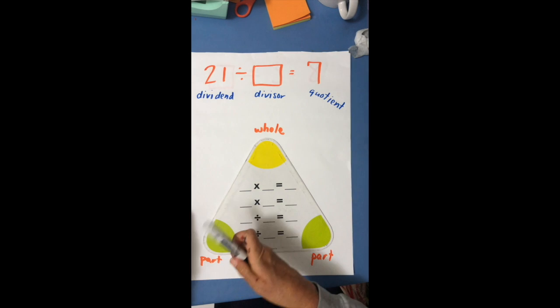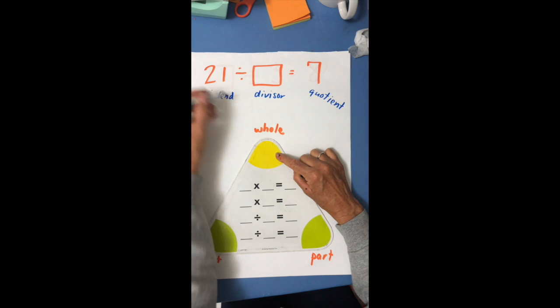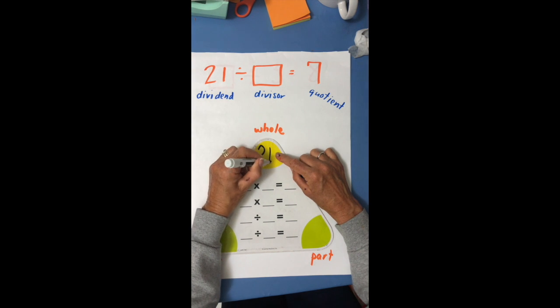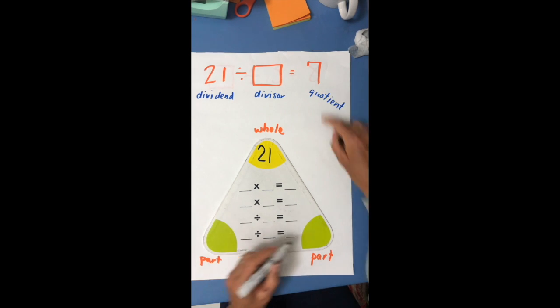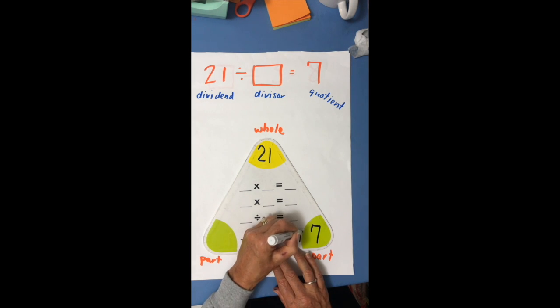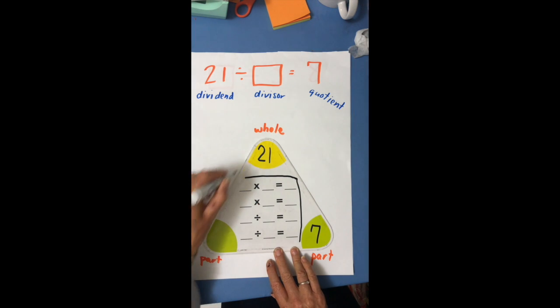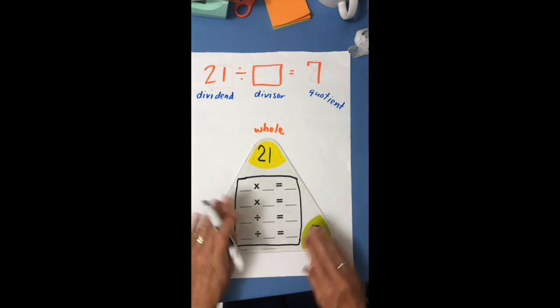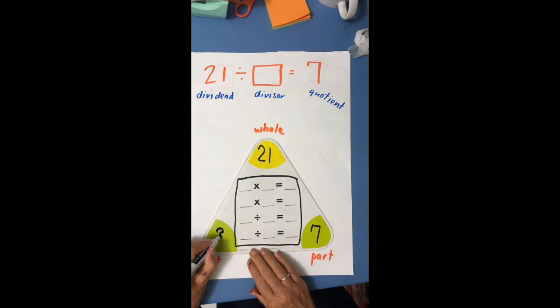So remember, the whole number, the biggest number, always goes on top. So I have 21. And then I have this part right here, and it can go in either spot. I'll put it on here this time. Now, this right here is a triangular fact family, but we could have a rectangular fact family too. It would just look like this, with the square in the middle. And this is what I need to find out.